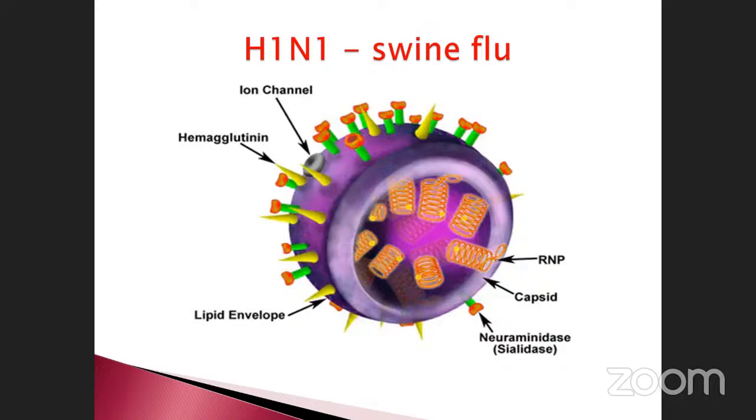Hemagglutinin is one of the hook-like structures. Ion channel: there are small pore-like structures. Lipid envelope: the envelope is covered by a lipid. Neuraminidase. See that capsid, this is called the protein cover. The lipid layer is the exceptional one.